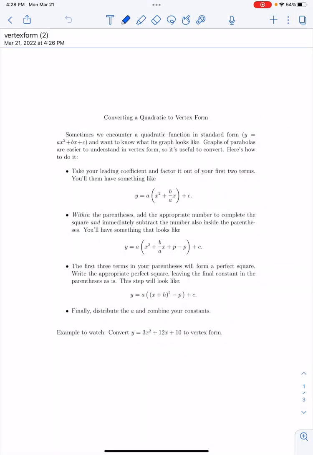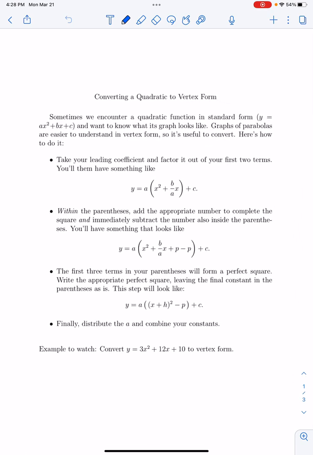Hi there. In this video, I'll be talking about how we can use completing the square to take a quadratic and put it in vertex form. Our standard form, y equals ax squared plus bx plus c, looks very nice, but it's not the best for understanding what a graph looks like. For a graph, it's nice if we can think about the shifts. So here's the basic idea.